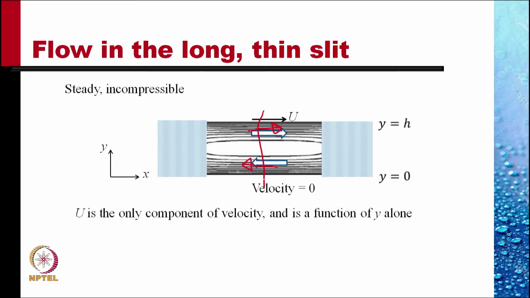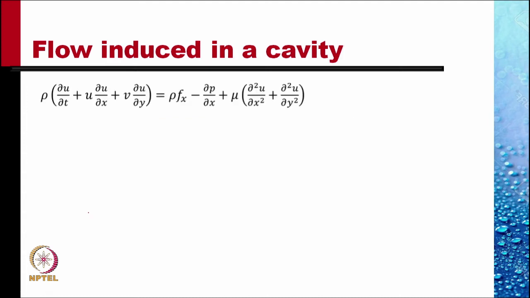Now, u is the only component of velocity, and this is a function of y alone. I'm talking of the lowercase u, the velocity in the x direction. The x direction component of the Navier-Stokes equation is this.